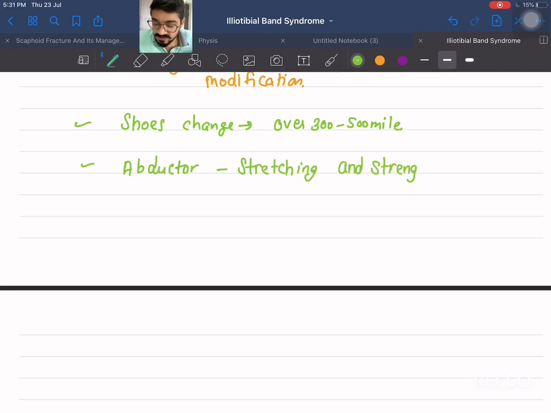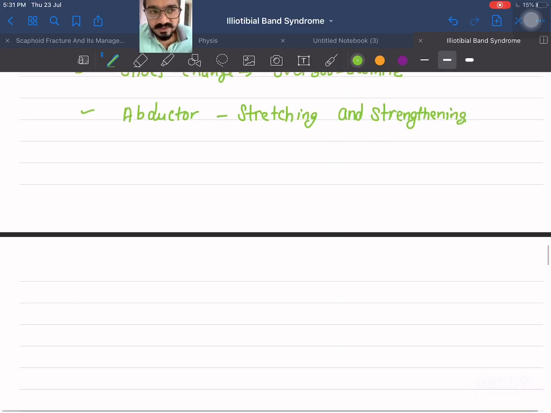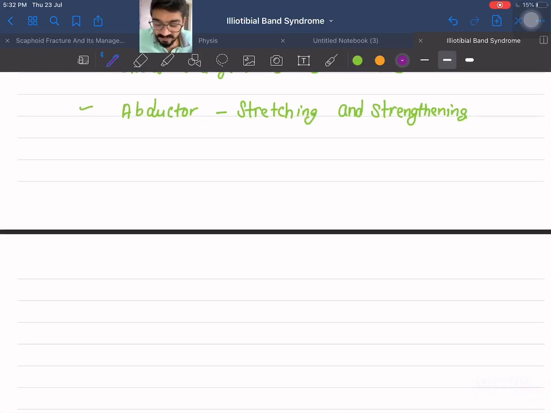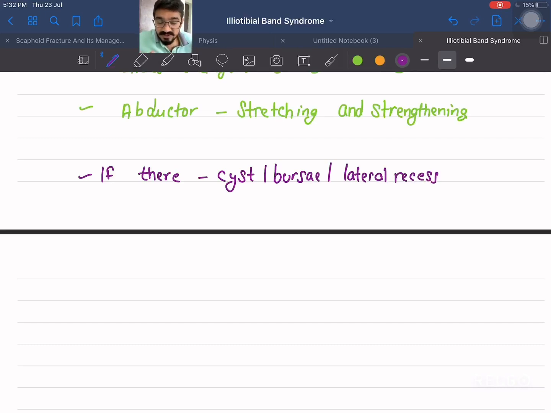Now, in these cases of runner's syndrome, some of the people develop a cyst, a kind of bursa, or they have fluid collection in the lateral recess. These bursa cysts and recesses should be removed by operative means, and we can do it by an open approach or arthroscopically.